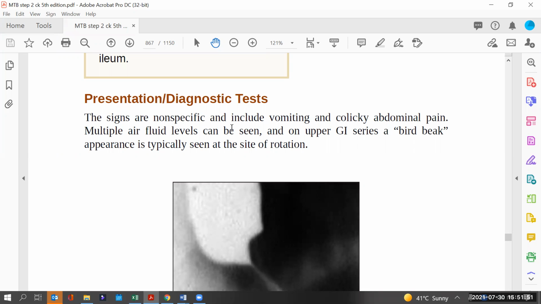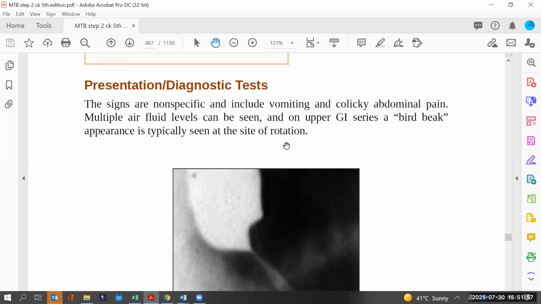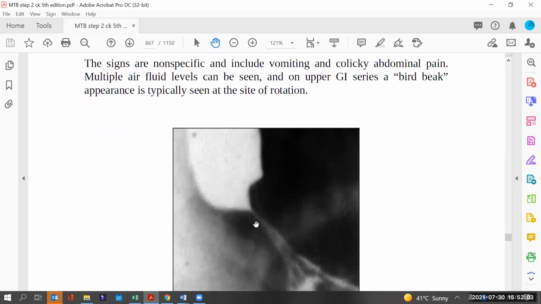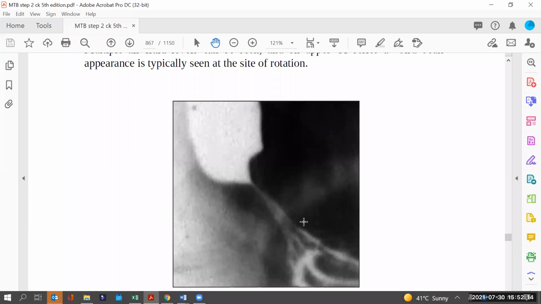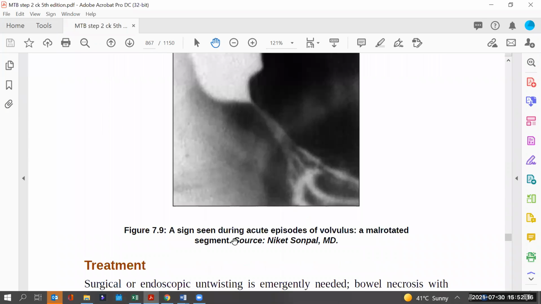That is called gas inside the intestine. And on upper GI series, a bird beak appearance is typically seen at the site of rotation. Of course, wherever the rotation takes place, twisting around itself takes place, there you can see bird beak. This part is actually twisted on itself, and it will give you the appearance of a very small, thin streak line. That is why it's called a bird beak, a sign seen during an acute episode of volvulus, that is, a malrotated segment.